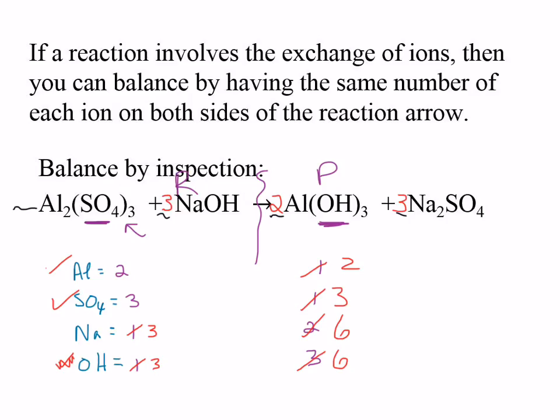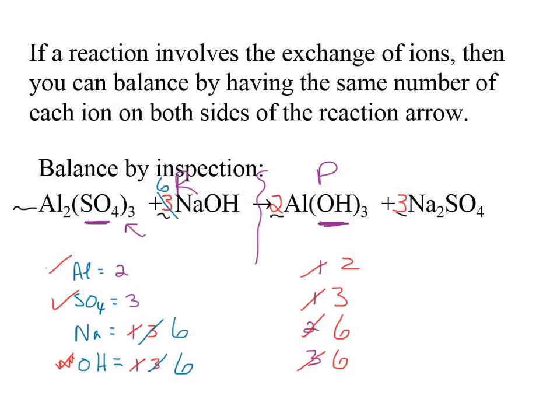Well, let's go back up to our sodiums and see if we can get them to match. So we have 3 sodiums on this side and 6 sodiums on this side. So we can get 6 over here if we change that 3 to a 6. So I'm going to change this to a 6. Now let's see what I got. So I need to update my Nas. Now my Nas are 6, and my OH minuses are also 6.